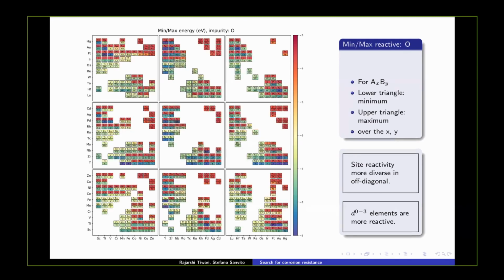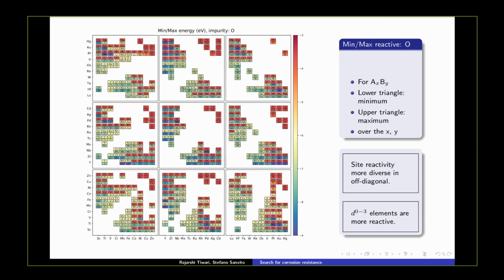We also plotted the energy of the least and the most reactive sites. If you recall, we had, let's say, A and B, which have several inequivalent sites. If we pretend that the adsorbent binds to just that site and use the atom-resolved density of states, we get an estimate of the binding energy for that particular site.